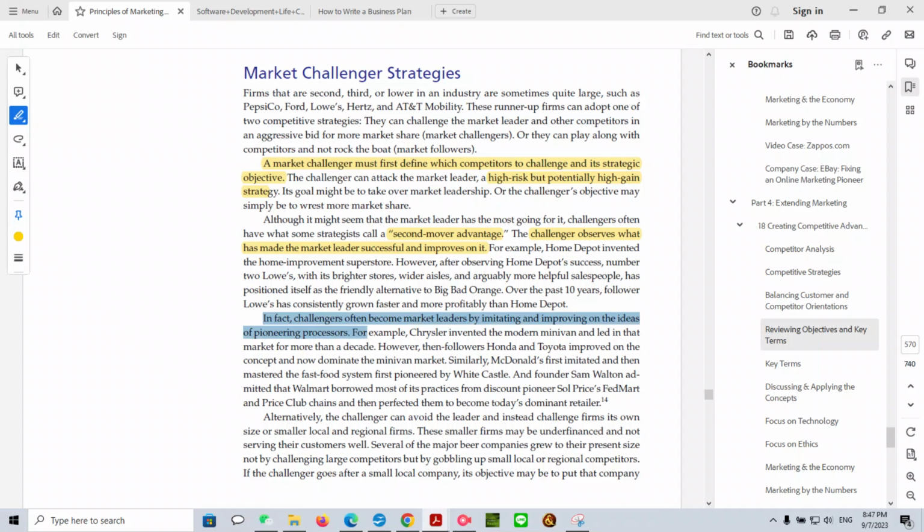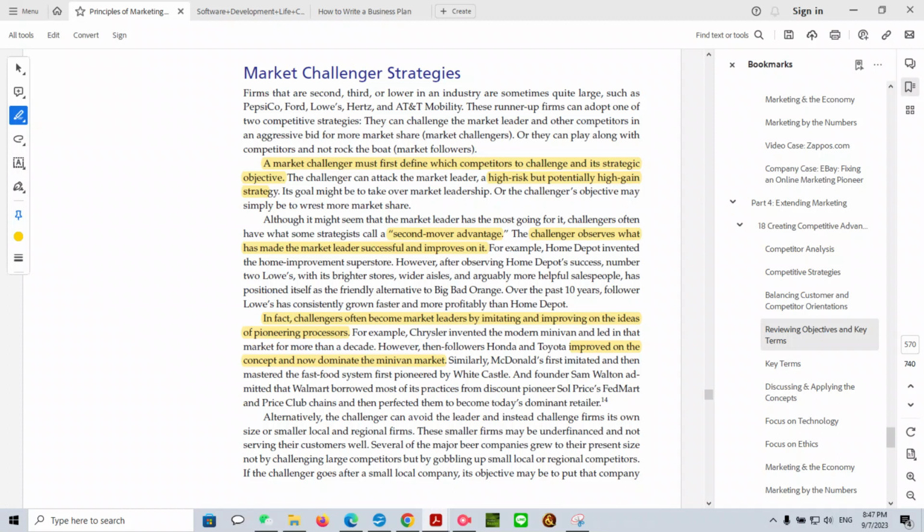For example, Chrysler invented the modern minivan and led the market for more than a decade. However, the followers Honda and Toyota improved upon the concept and now dominate the minivan market. Similarly, McDonald's first imitated and then mastered the fast food system first pioneered by White Castle. And founder Sam Walton admitted that Walmart borrowed some of its practices from former discount pioneers Sol Price's FedMart and Price Club chains, and then perfected them to become today's dominant retailer.